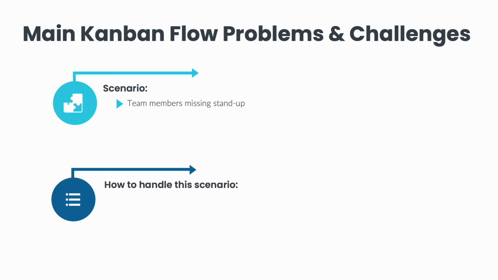If this happens from time to time, you should set expectations that people missing stand-up should still communicate any updates or challenges. In a remote environment, this can be done by some form of instant messaging or email. Even though they miss stand-up, they should still update their cards on the Kanban board.